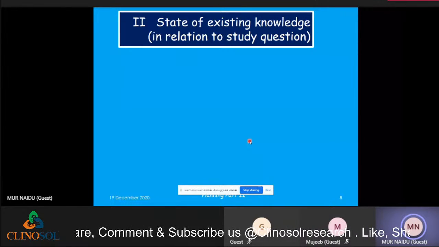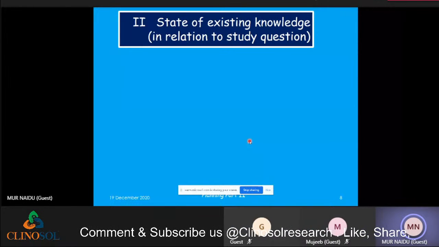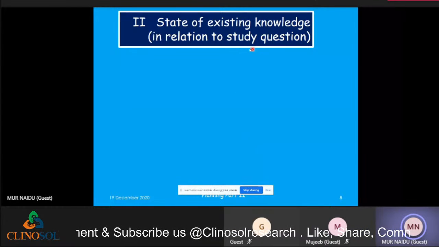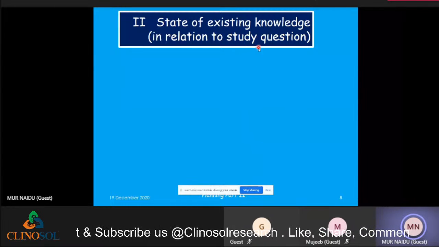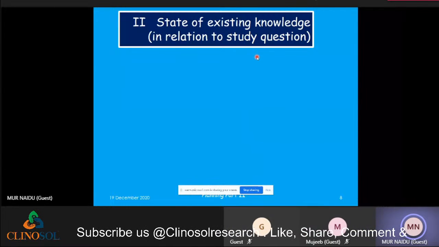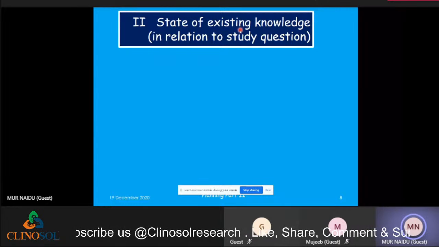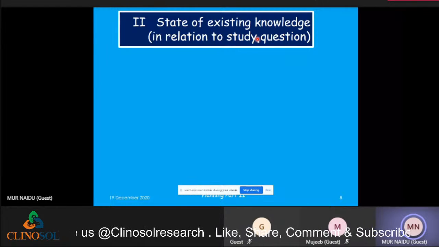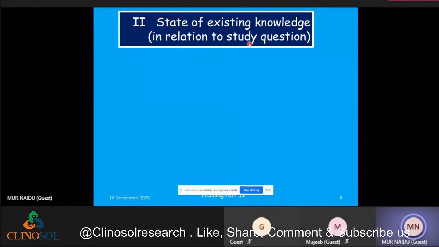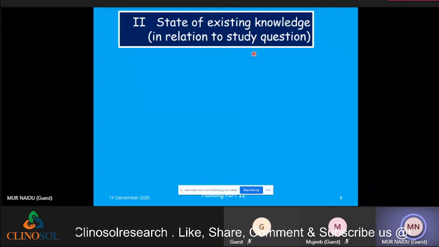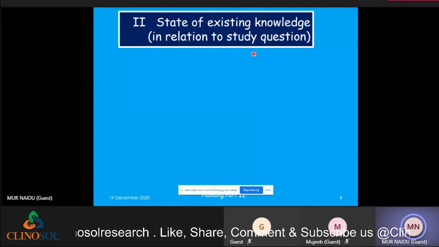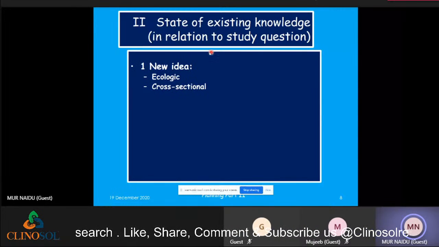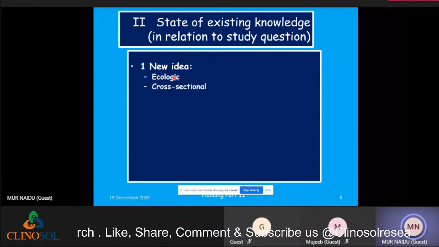Another very important thing is what actually is the state of existing knowledge. You have got a study question. That study question depends on your clinical trial, on which area you are working. So you should have very good existing knowledge. That's the reason that literature survey, review of literature and continuous reading is very, very important, to see what is known about a particular thing related to your study question. It may be purely a new idea.